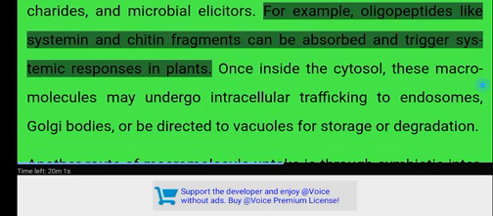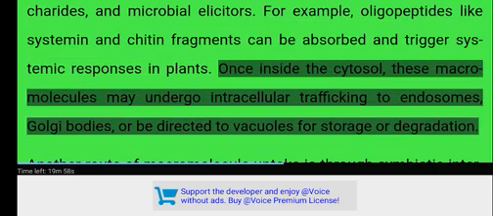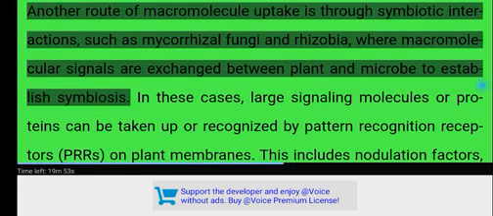For example, oligopeptides like cysteamine and chitin fragments can be absorbed and trigger systemic responses in plants. Once inside the cytosol, these macromolecules may undergo intracellular trafficking to endosomes, Golgi bodies, or be directed to vacuoles for storage or degradation. Another route of macromolecule uptake is through symbiotic interactions, such as mycorrhizal fungi and rhizobia, where macromolecular signals are exchanged between plant and microbe to establish symbiosis.